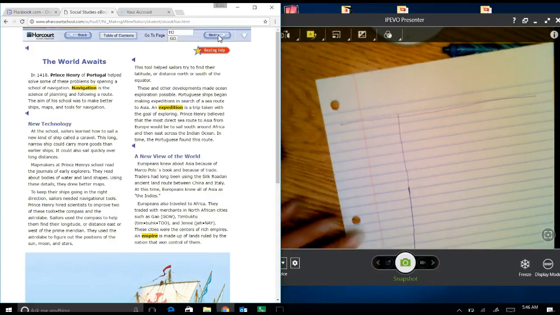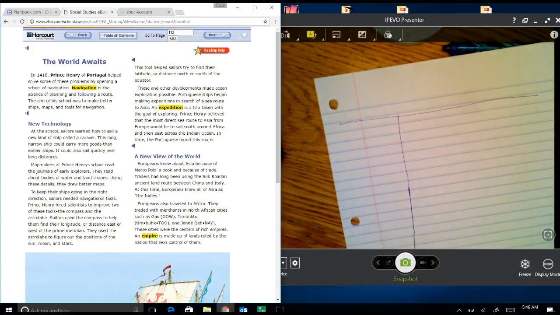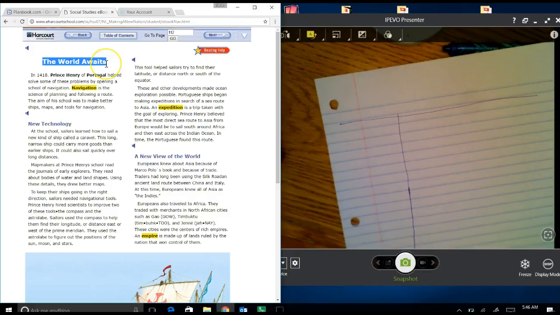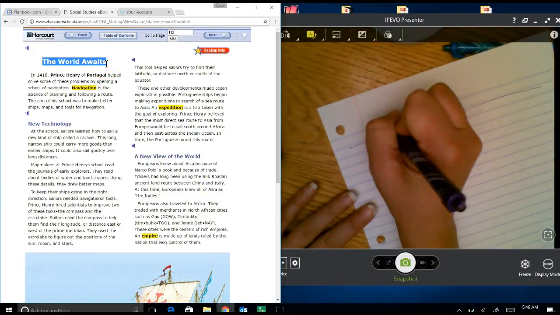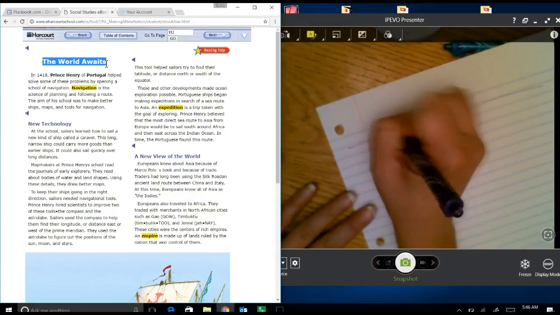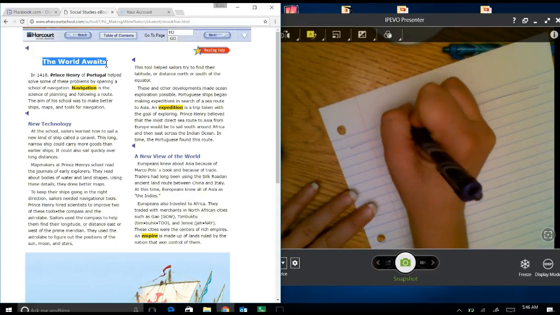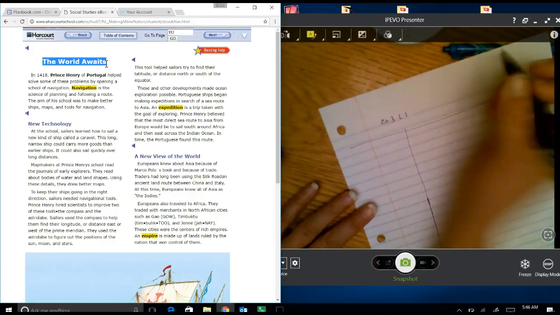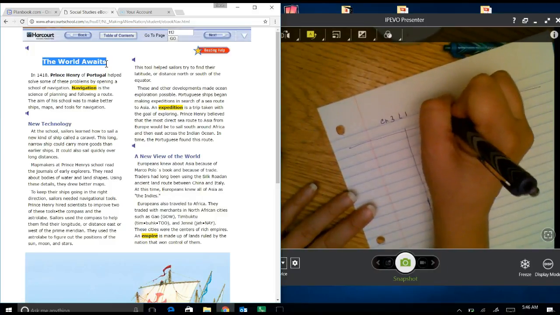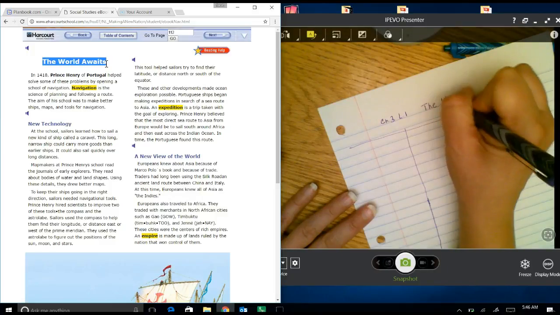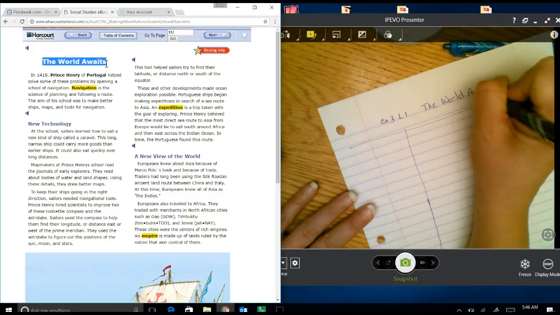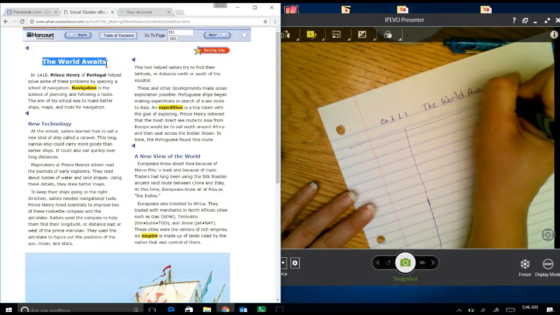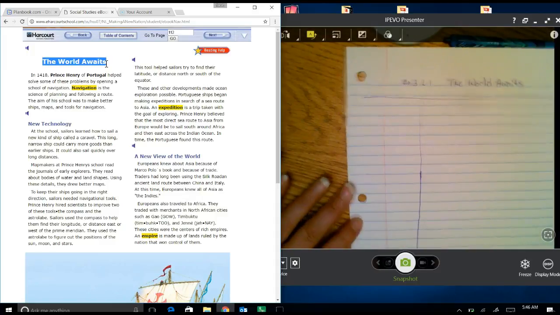Okay, now this section, as we can see, is the world awaits. The world awaits. Okay, so again, chapter 3, lesson 1, the world awaits. You need to be able to find what section of your notes is what. That's why I always put a heading on there.